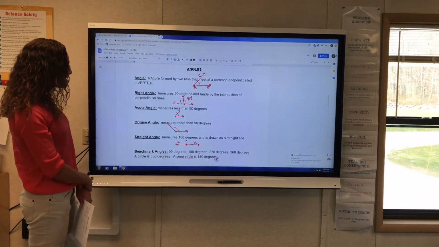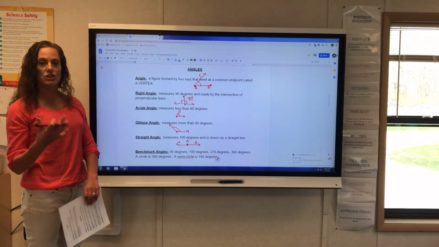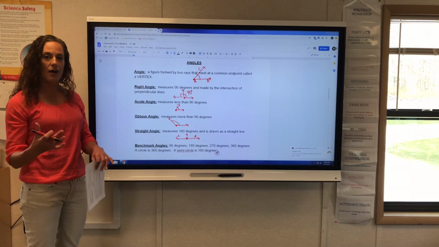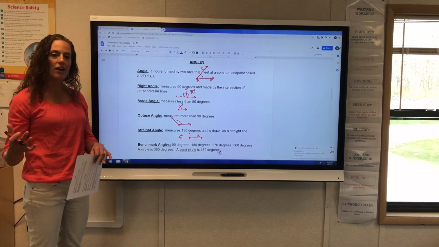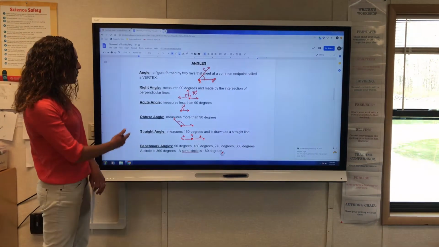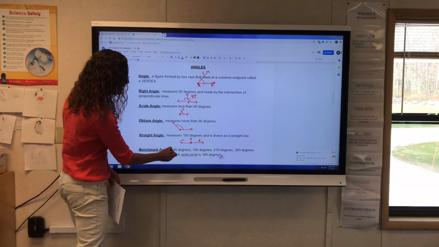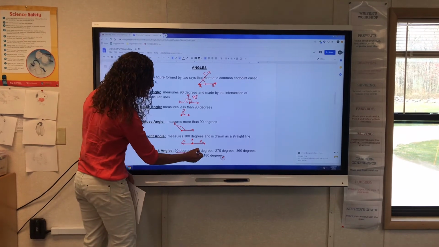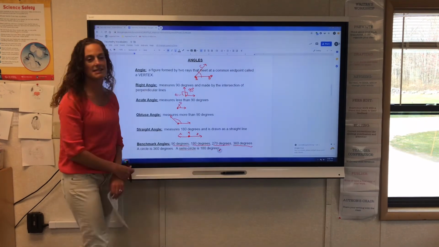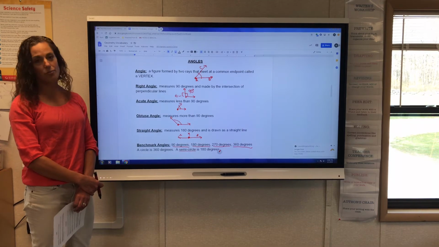Okay? Now lastly, I want to talk to you about some benchmark angles. We've used that word benchmark a lot because benchmark numbers really help us figure out where things belong and how much greater something is, how much less something is. So we have 4 important benchmark angles to talk about. They are 90 degrees, 180 degrees, 270 degrees, and 360 degrees. And these benchmark angles you would see on a full circle protractor.